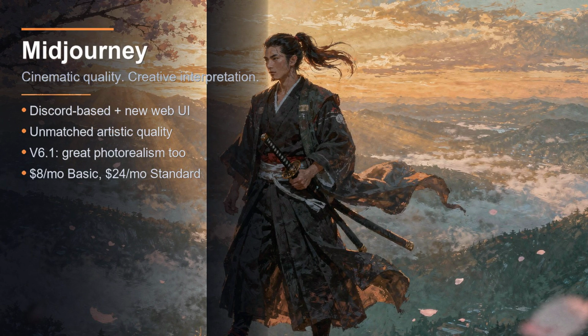The main weakness is prompt accuracy. Midjourney interprets prompts creatively. It often produces something visually impressive that is not exactly what you described. There is no free tier. Basic is $8 a month. Standard is $24. The Pro plan at $48 unlocks stealth mode and more GPU time. For pure artistic output, the price is justified.